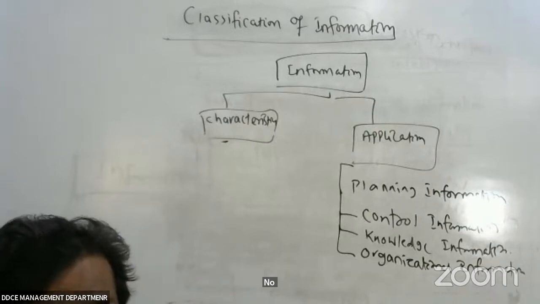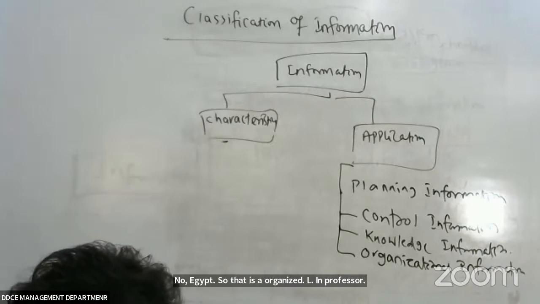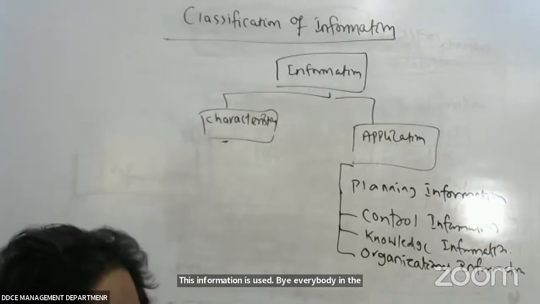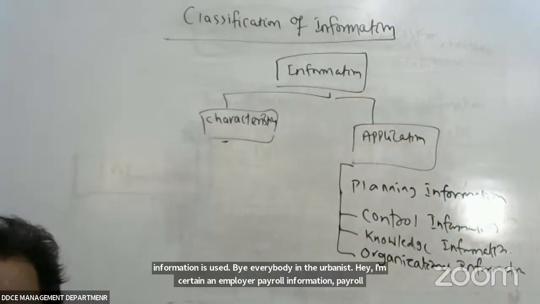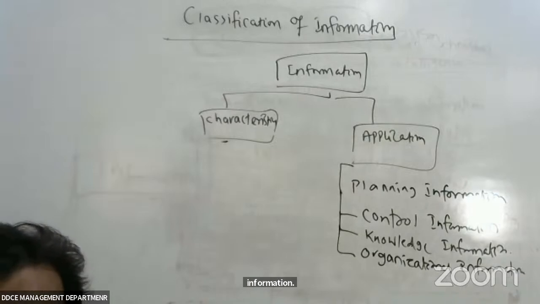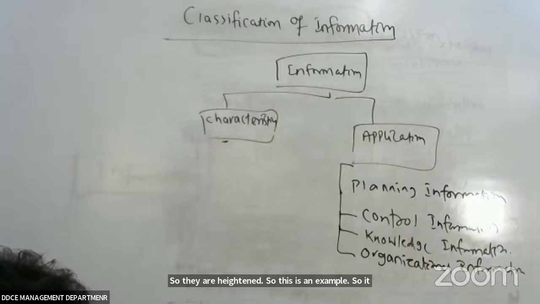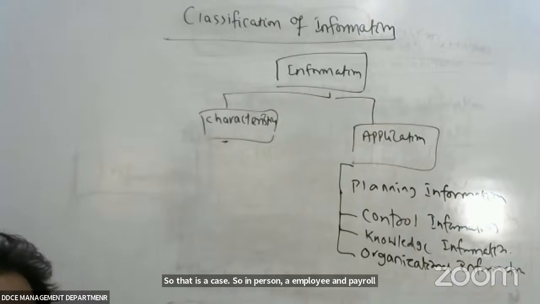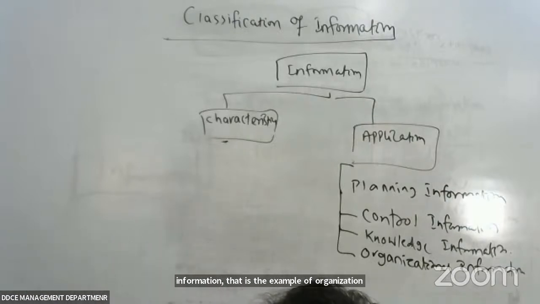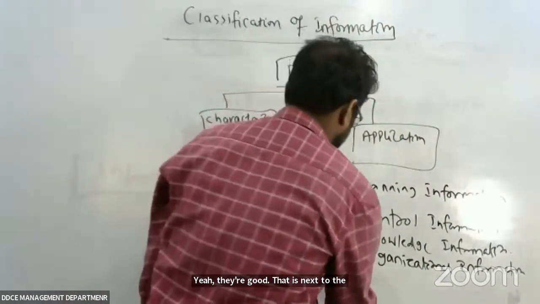This information is used by everybody in the organization. An example is employee payroll information, such as a DA hike. It will be applicable to all the employees of that organization. So employee and payroll information is an example of organizational information. Next is the functional or operational information.